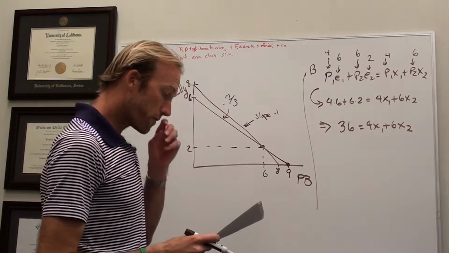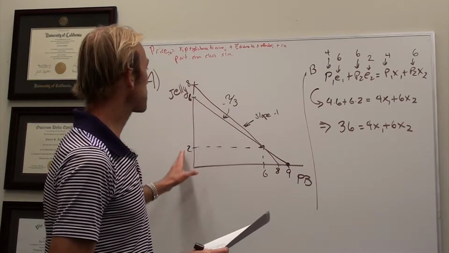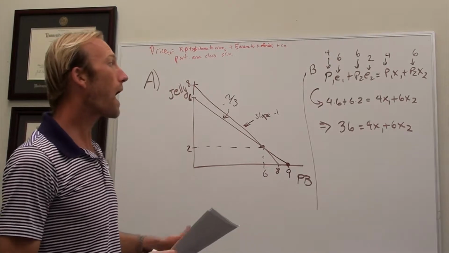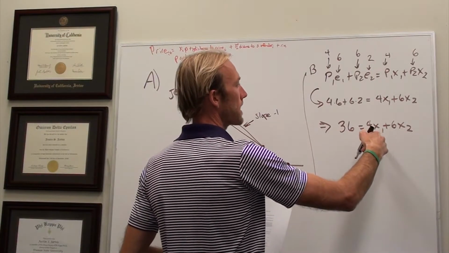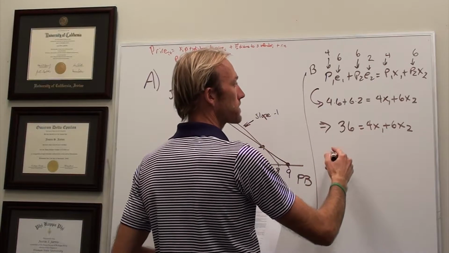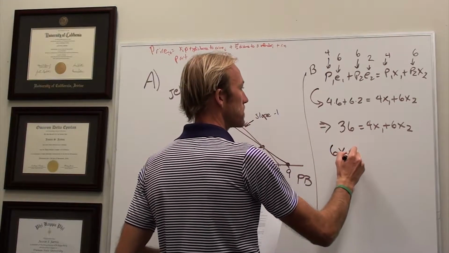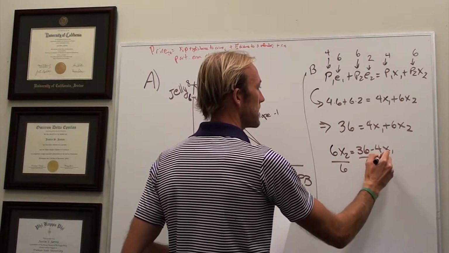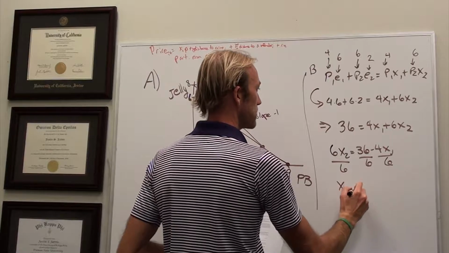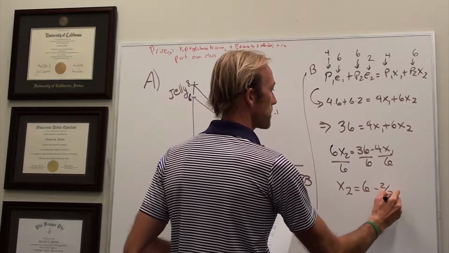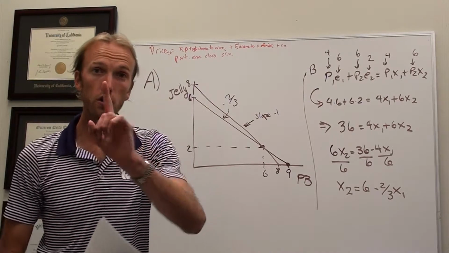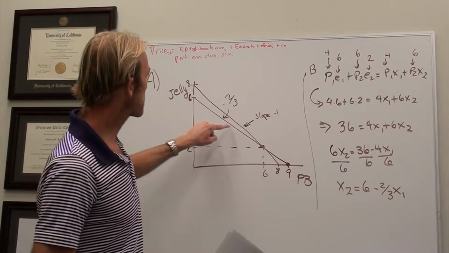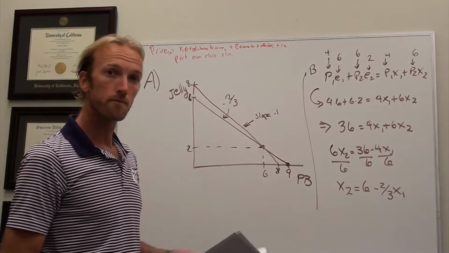And finally, if we rearrange it so that we can graph it in y equals mx plus b form, you'll notice the x2 is kind of like our y. So let's get the x2 by itself. We'll move the 4x1 over to this side, and I'll have 6x2 equals 36 minus 4x1. If I divide by 6, I'll have x2 is equal to 6 minus 2/3 x1. And you'll notice that x2 equals 6 minus 2/3 x1 is exactly this original line that we drew.